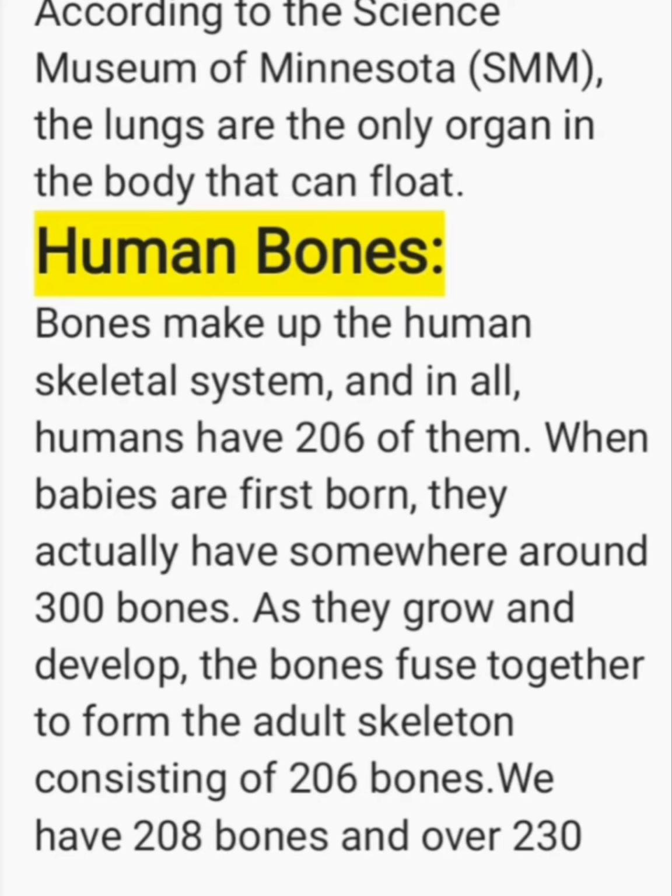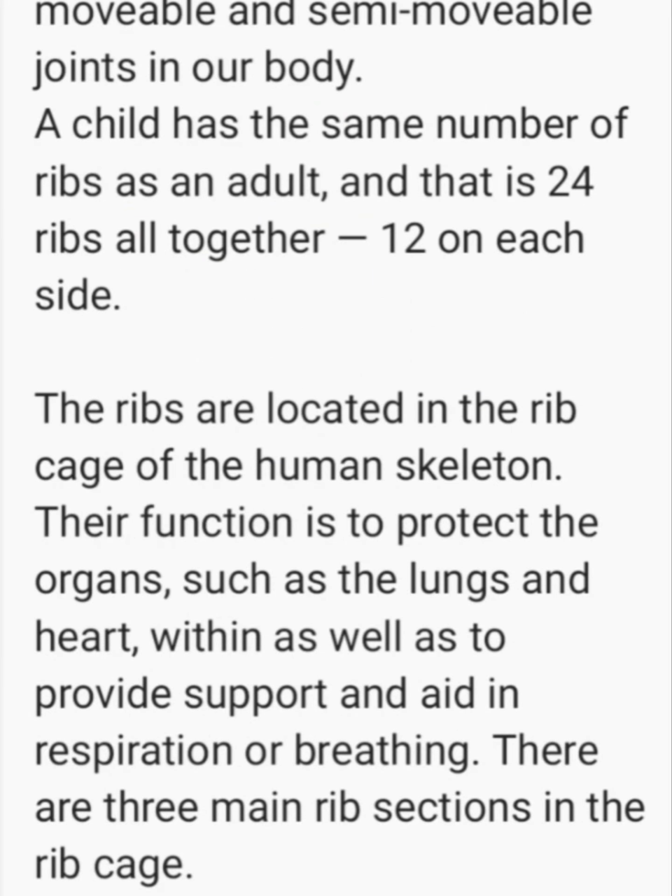Human bones. Bones make up the human skeletal system, and in all, humans have 206 of them. When babies are first born, they actually have somewhere around 300 bones. As they grow and develop, the bones fuse together to form the adult skeleton consisting of 206 bones. We have 206 bones and over 230 movable and semi-movable joints in our body.